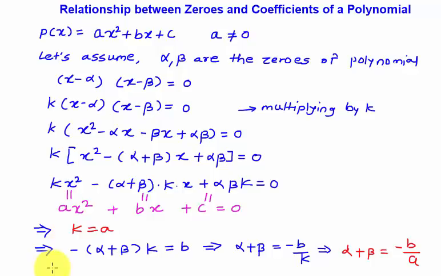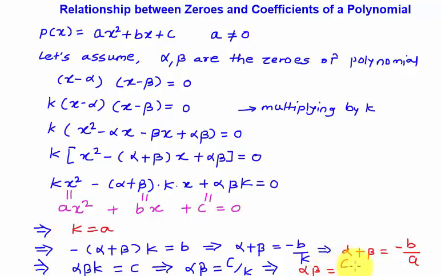Now let's write down the constant term as well. So what we get? Alpha beta k is equal to c. That means if we divide both sides by k, we get alpha into beta is equal to c by k. Now what is k? k is nothing but a. So alpha into beta is equal to c divided by a.